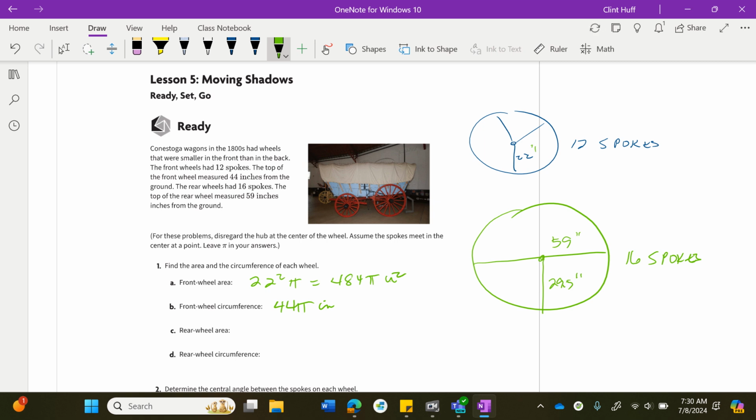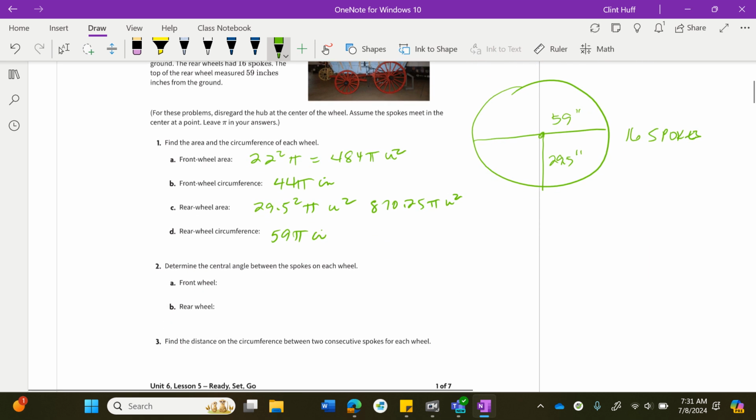The rear wheel is going to be 29.5 squared pi inches squared. If you multiply that out, 870.25 pi inches squared. The circumference is the diameter times pi, pi d, so that would be 59 pi inches.